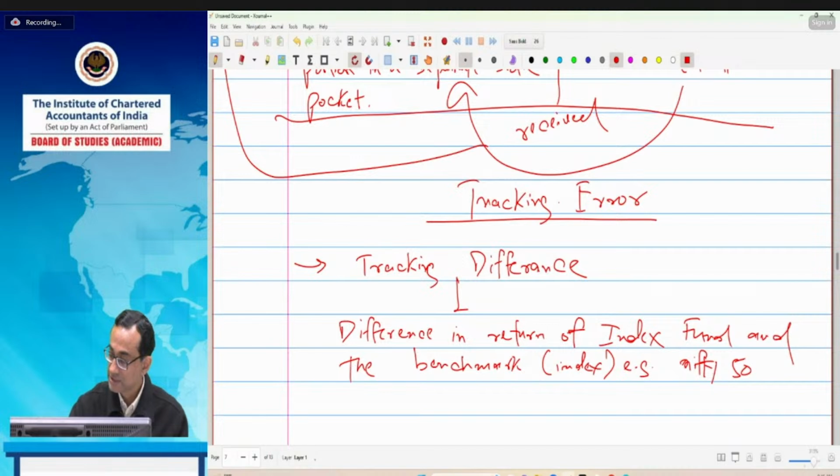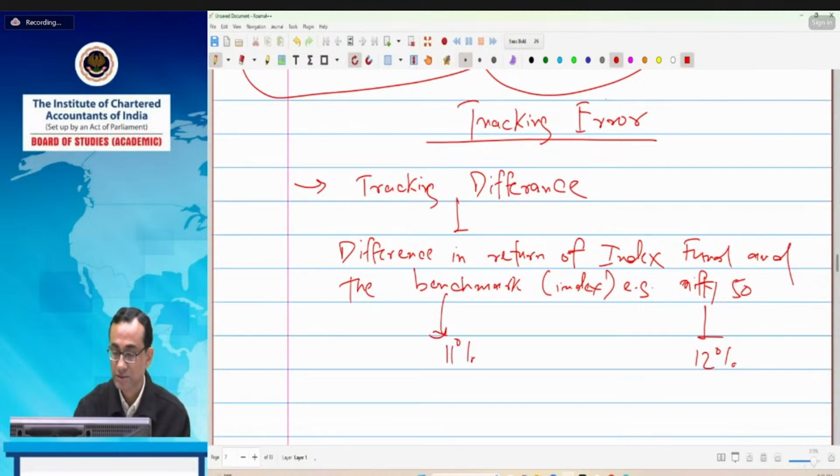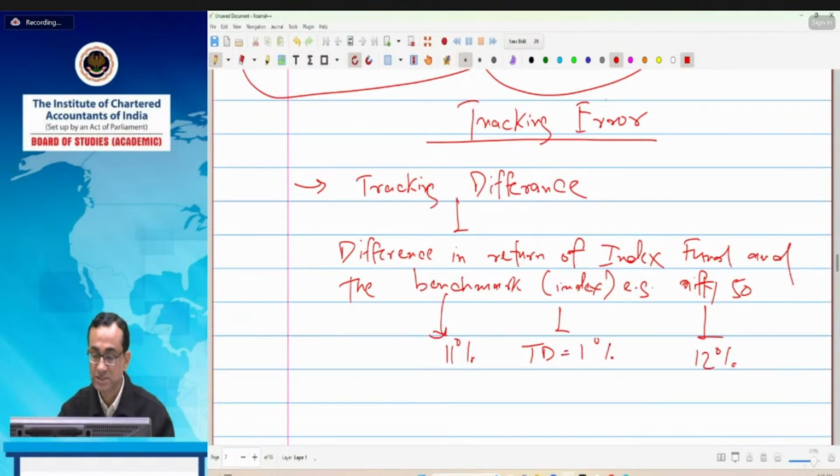So let us say Nifty 50 is generating a return of 12%, and the index fund is generating a return of 11%. So tracking difference or TD in this case is 1%. This is basically the difference between the return generated by Nifty 50, say 12%, and the index fund, 11%. So this 1% difference is the tracking difference.